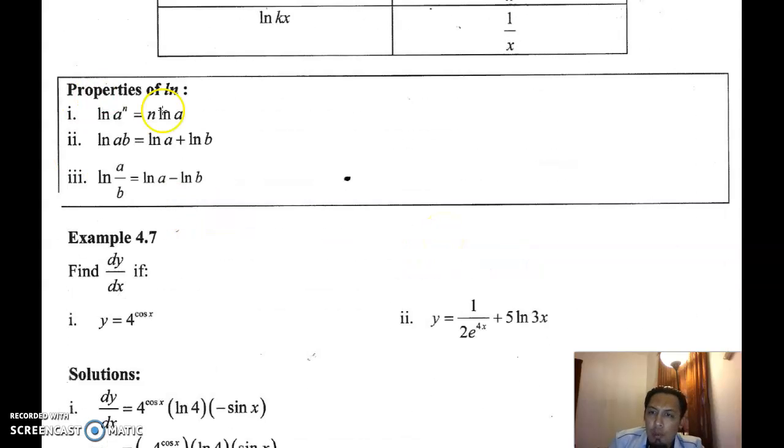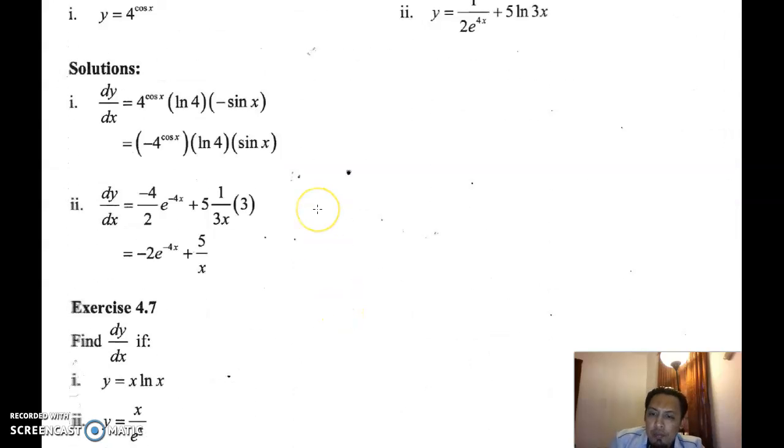Then you have properties of ln, whenever ln has a power, how to deal with it. If it is ln ab, it is the same as the summation of ln a and ln b. And ln a over b is the same as ln a minus ln b.